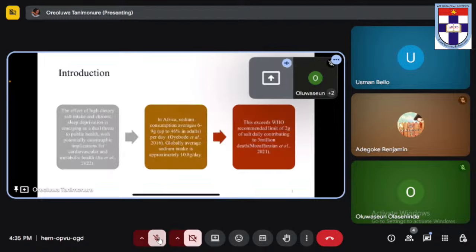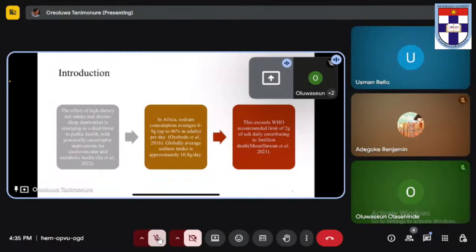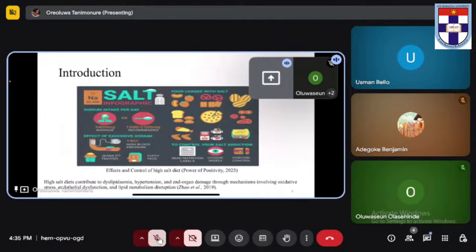Here's my outline. High salt diets and sleep deprivation each have severe implications on our metabolic health. Research has shown that the average salt intake in Africans or globally is about 6 to 10 grams, while the recommended WHO intake is just 2 grams per day. Salt is found in our breads, our snacks, our beverages, literally everything that we eat, and this leads to end organ damage and lipid metabolism disruptions.